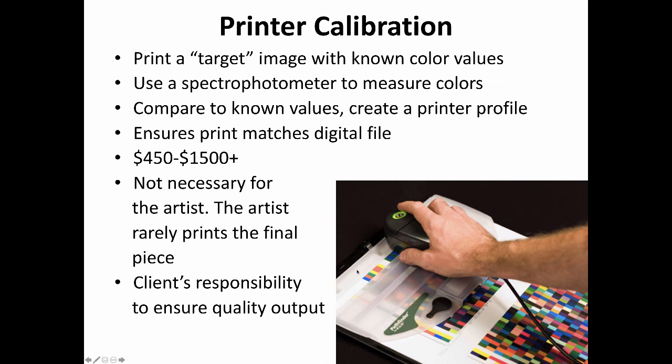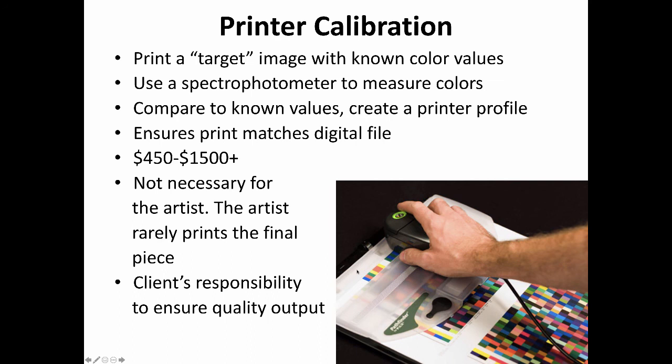And that's what's happening in that image in the bottom right. They've printed this target image with all these little swatches of color, and the individual is holding this spectrophotometer device, moving it across the little colored swatches, and it's measuring the actual colors that are printed on that piece of paper. So the spectrophotometer then reads this information back into the computer. There is software that compares what the spectrophotometer is seeing in terms of color with the values that we know those colors are supposed to be.